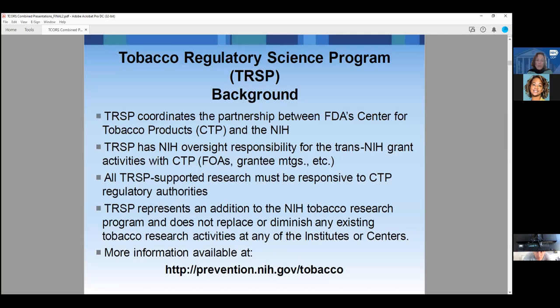For those of you who are not familiar with the Tobacco Regulatory Science Program at NIH, or TRSP as we call it, we really serve as the hub between the FDA Center for Tobacco Products and the NIH Partnership in Tobacco Regulatory Science. Our office has responsibility for the trans-NIH activities with CTP, including the issuance of funding opportunities such as the TCORS, grantee meetings, and webinars like the one you're participating in today. All TRSP research must be responsive to CTP regulatory authorities, but I do always like to remind folks that TRSP is an addition to NIH tobacco research and certainly doesn't replace or diminish the existing tobacco research support that NIH provides.